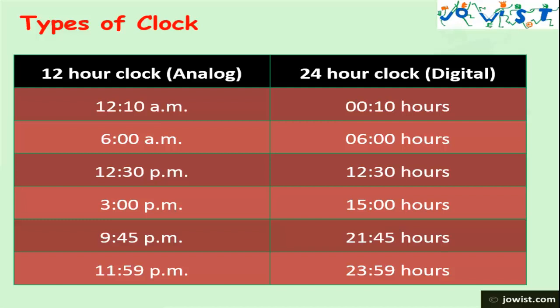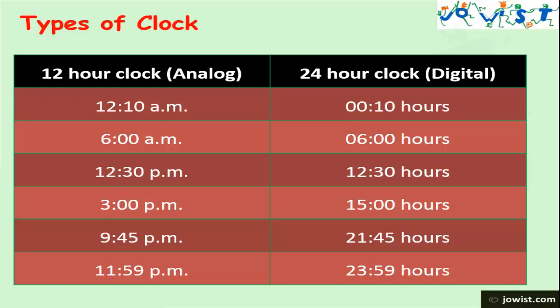If you see closely, in analog clock we have AM and PM, but in digital clock we have hours. How do we convert AM and PM into hours? To convert the PM into hours, we add 12 to it.